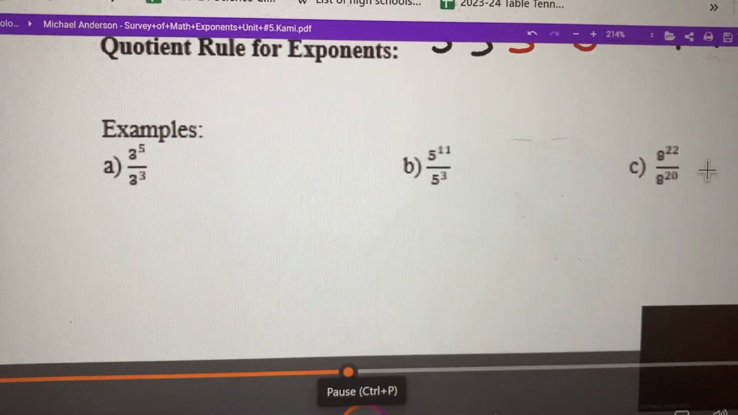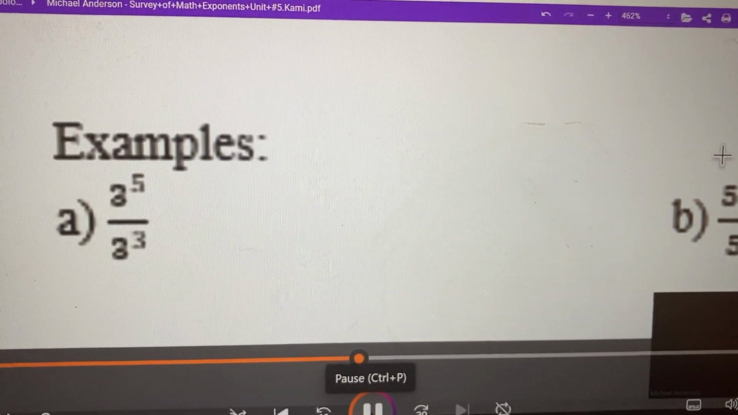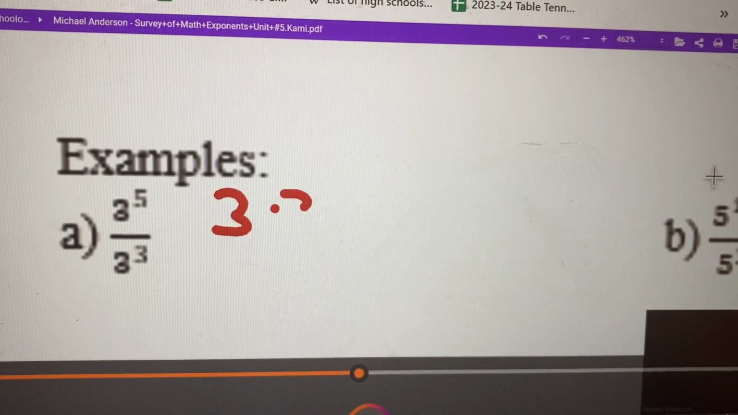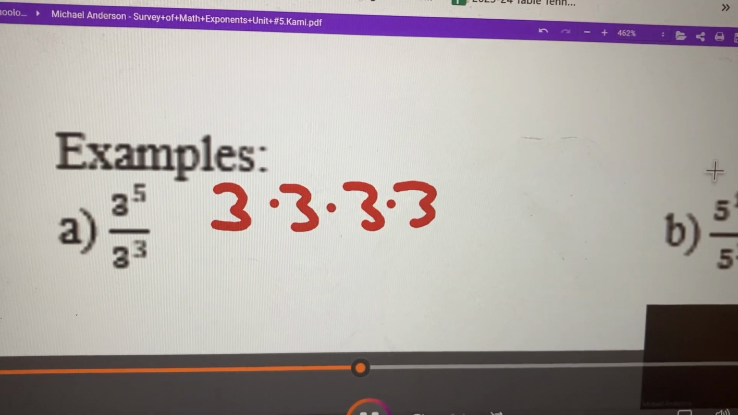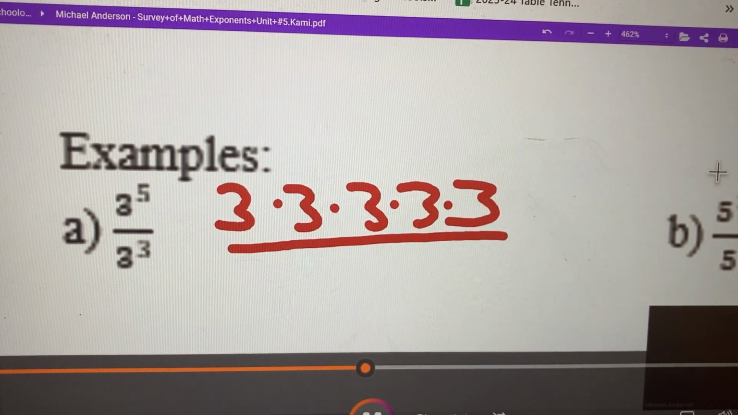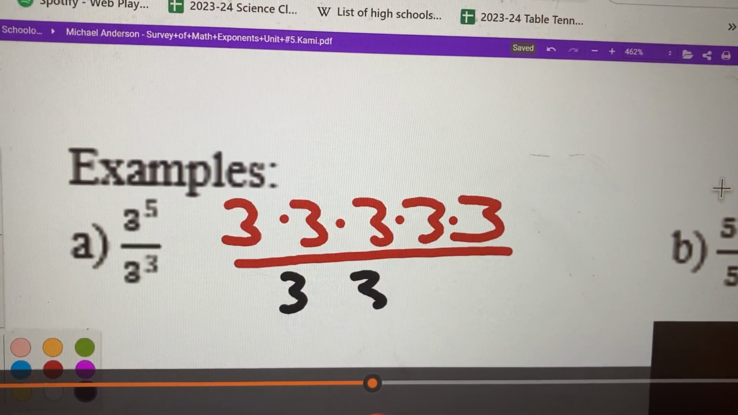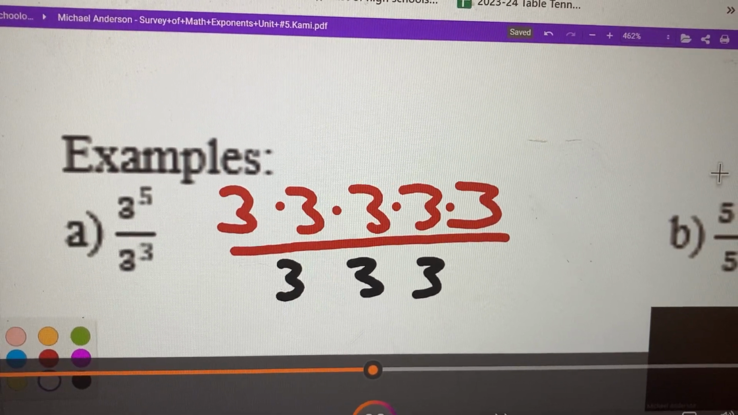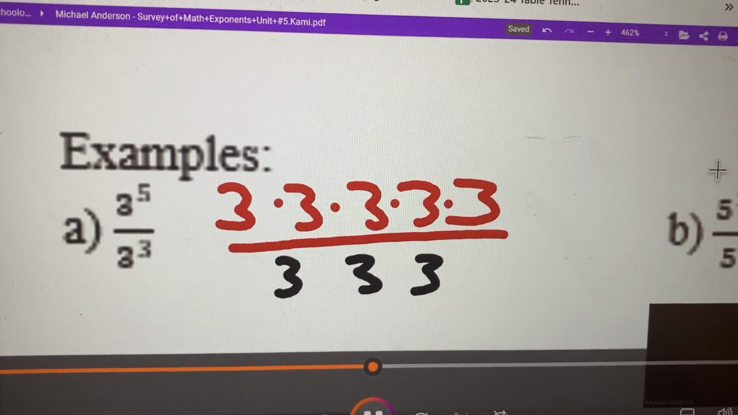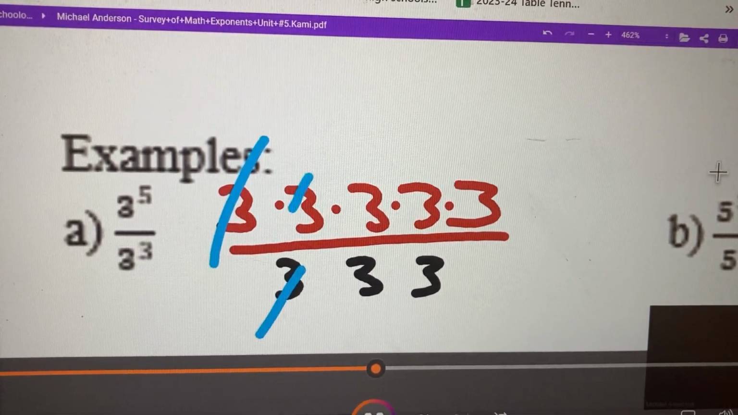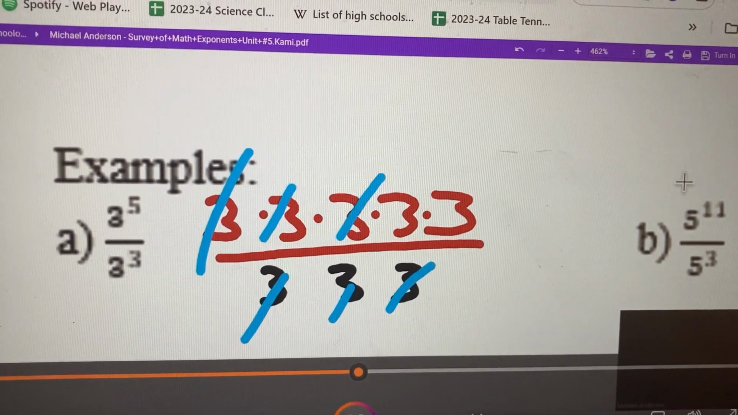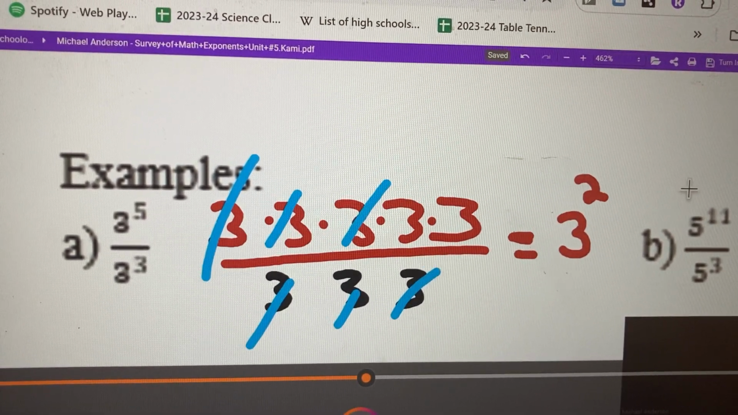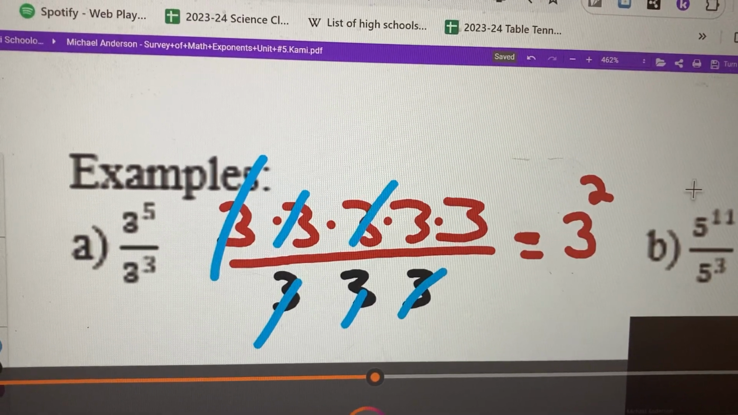Quotient rule. Quotient means division. So here we have 3 to the 5th divided by 3 to the 3rd. 3 to the 5th is 5 3's multiplied together. 3 to the third on the bottom, there's 3 of them multiplied together. So when I want to simplify this, I can see that those 3's cancel out, these cancel out, those cancel out. I end up with 2 3's multiplied together, so that's 3 squared.